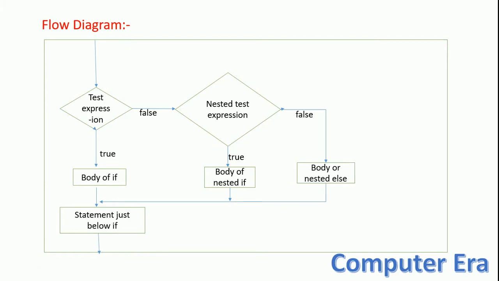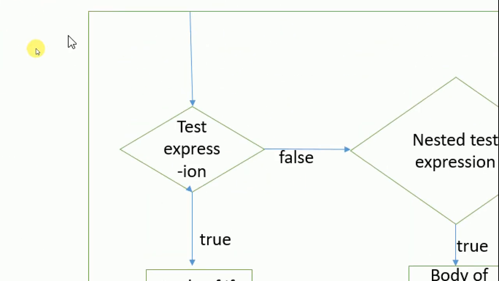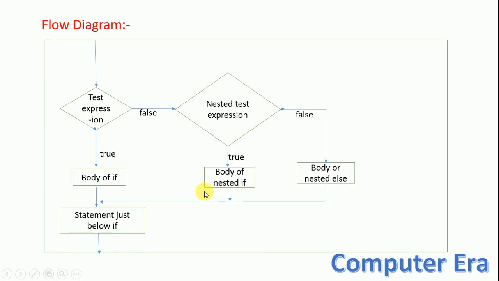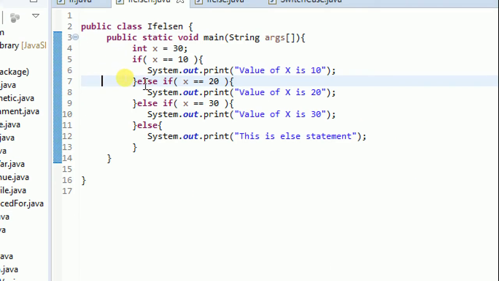Here you can see the flow diagram of the nested if. This is a test expression. If it was false, it moved to the next test expression. There it was false, then the body of the nested else, then moved to the next statement just below it, or the body of if. So this is the diagram of a nested if. Let's see the programming concept of this. Here you can see nested if, which I am talking about.